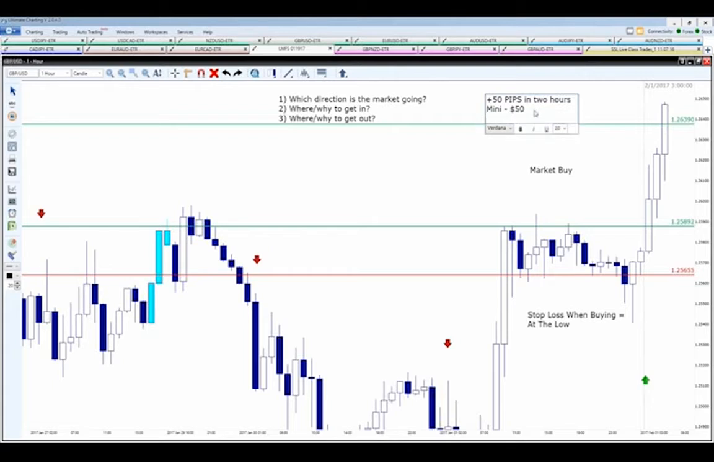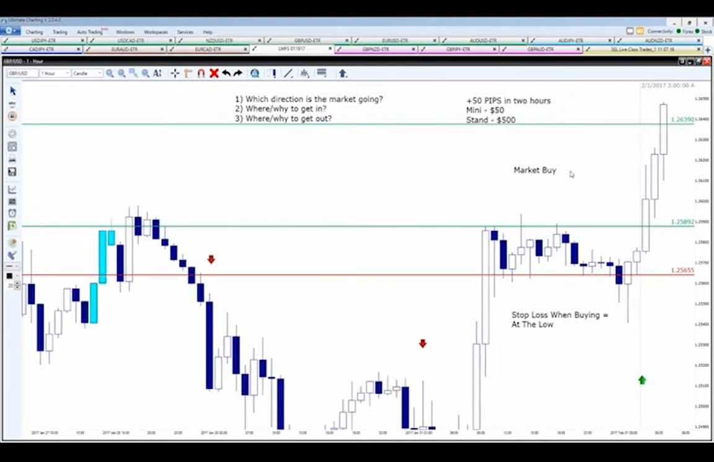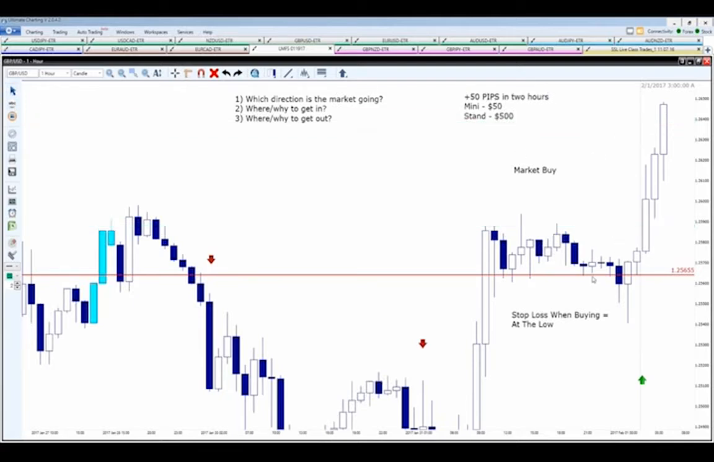Then you have your standard lot. You standard lot traders, you have just generated about $500. Not too bad. So that trade's done, and we move on to the next one here. First trade right there, we're up 50 pips.